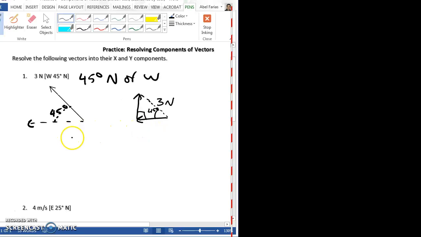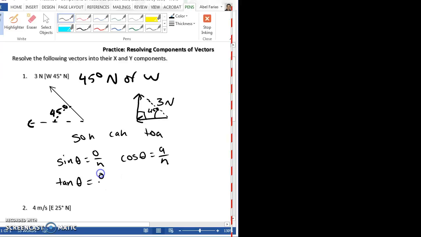So here we would go, if you recall, SOHCAHTOA. The sine of an angle is equal to the opposite over the hypotenuse. The cosine of an angle is equal to the adjacent over hypotenuse. And then the tangent of an angle is equal to opposite over adjacent. So now that we have these, we know theta, and we know the hypotenuse.